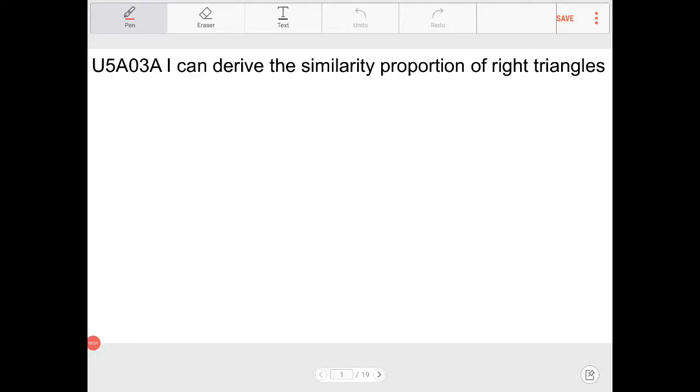By the end of the lesson, you should be able to say, I can derive the similarity proportion of right triangles. And just to be specific here, we have been doing this for the past couple lessons. However, this is for a very specific kind of right triangle setup. So let's take a look at what I mean.